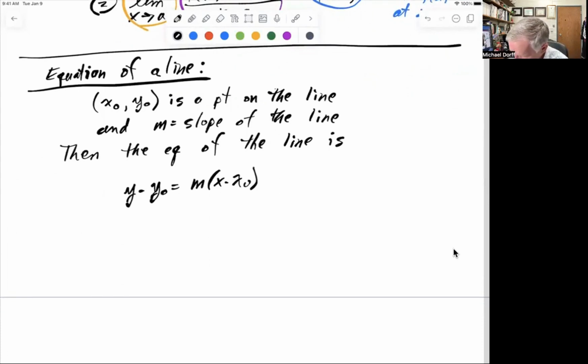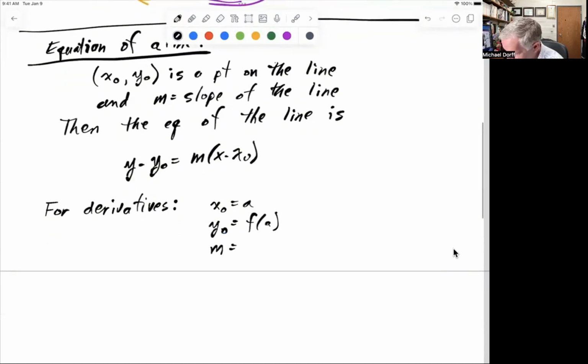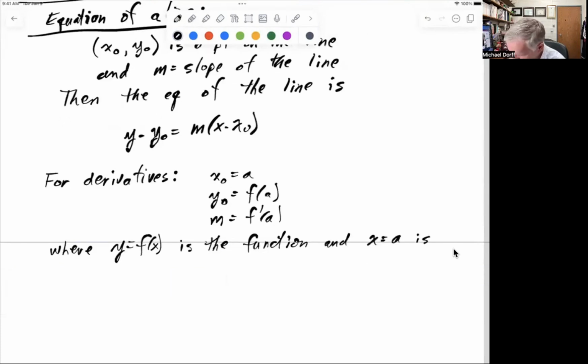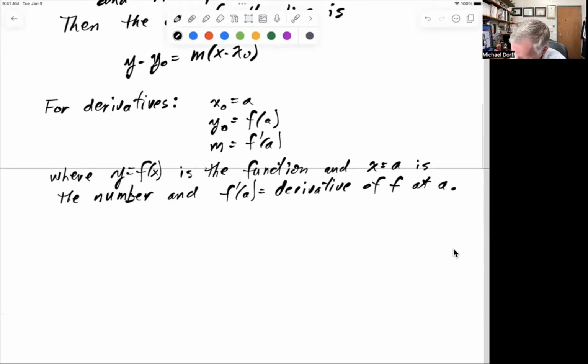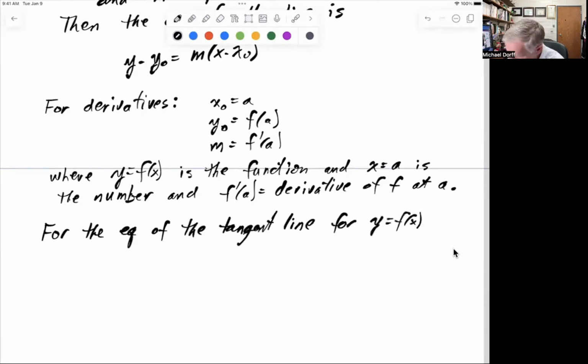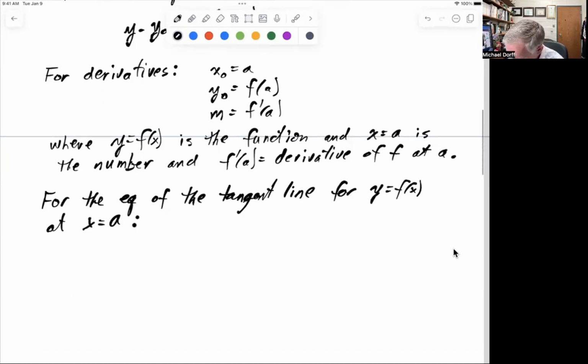The way we apply it here, for derivatives, is we let x naught equal a, then y naught is going to equal f of a, and the slope is going to equal the derivative at a, where y equals f of x is the function we have, and x equals a is the number, and f prime of a equals the derivative of f at a. So in particular, for the equation of the tangent line to y equals f of x at x equals a, we'll use y minus f of a equals f prime of a times x minus a.